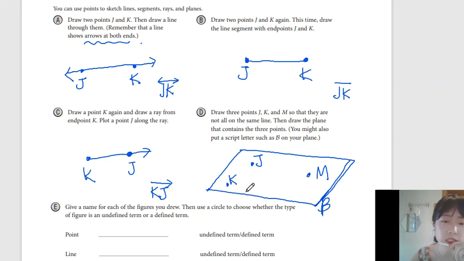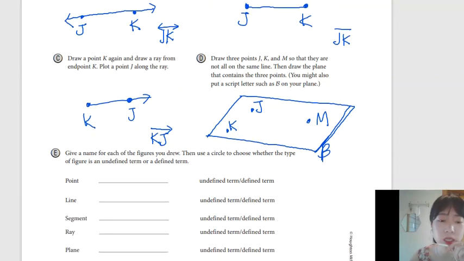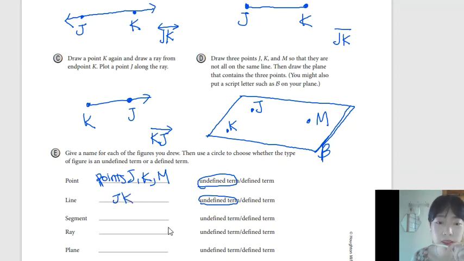And E, give a name for each of the figures you draw, then use a circle to choose whether the type of figure is an undefined term or a defined term. Okay, point. What do we have? We got points J, K, and M, and these are undefined terms. What about lines? We have one line, that's an undefined term. Line is going to be undefined, and that is going to be line JK. Line segment is going to be KJ.